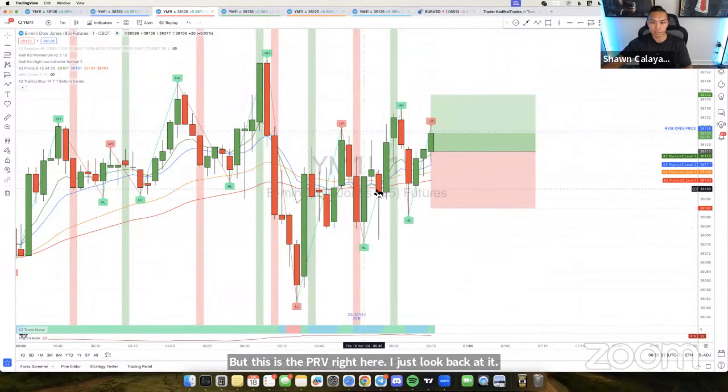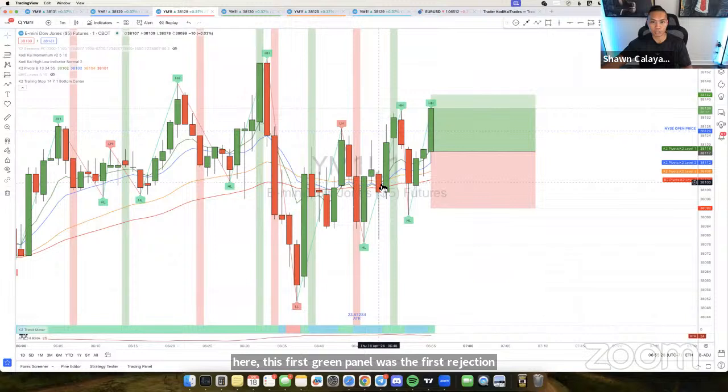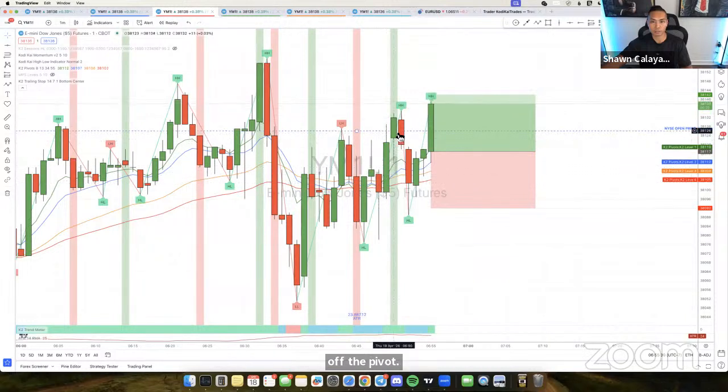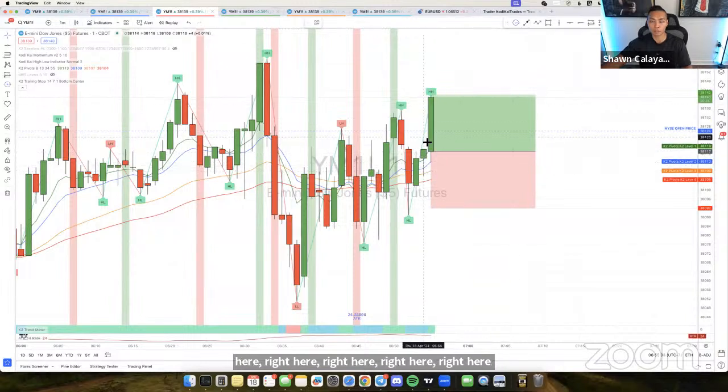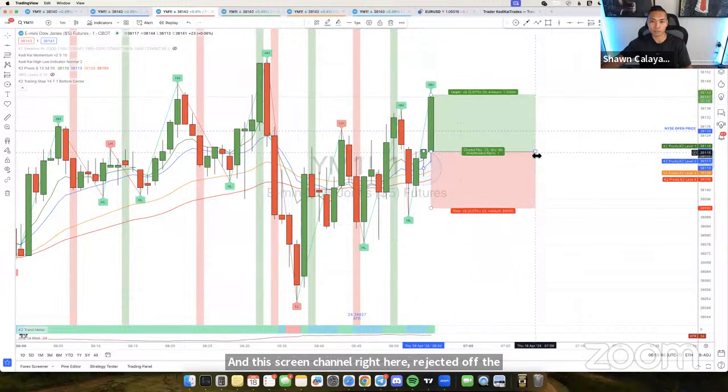So we currently had the trend that confirmed right here. This first green candle was the first rejection off the pivot. We had the space consolidation candle right here, right here, right here, right here. And this green candle right here rejected off the pivot. So this right here is actually the PRB entry. I don't know if anybody decided to take it.